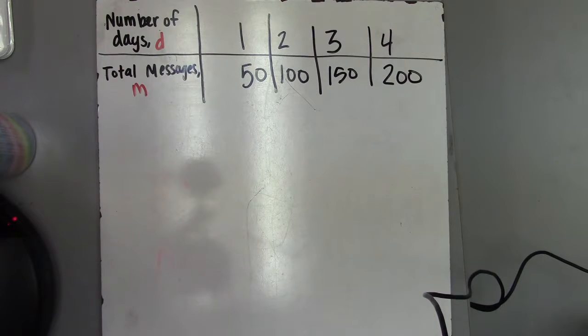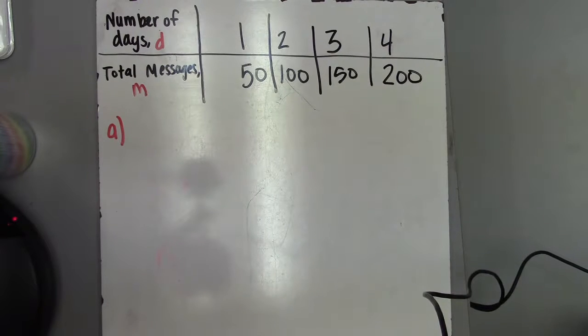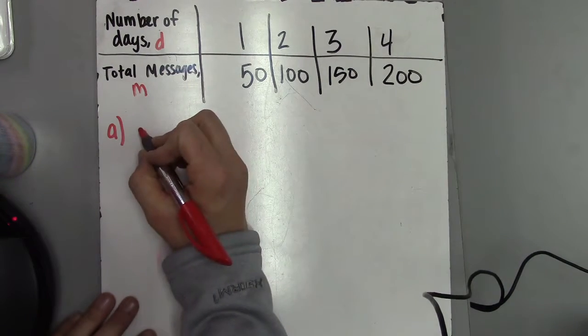The first question says, the table shows the total number of text messages that Brad sent over 4 days. Our first problem says, letter A, write an equation to find the total number of messages sent in any number of days and describe the relationship in words. So that first part, we want to write an equation to find the total number of messages sent in any number of days.